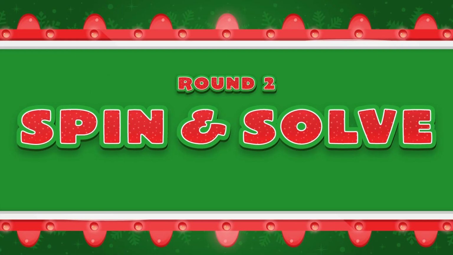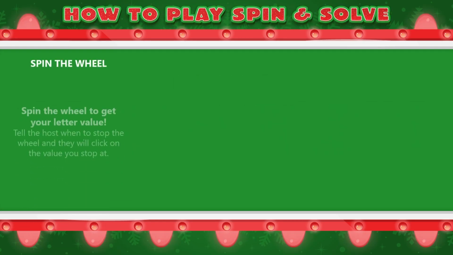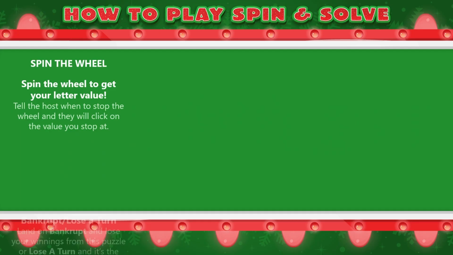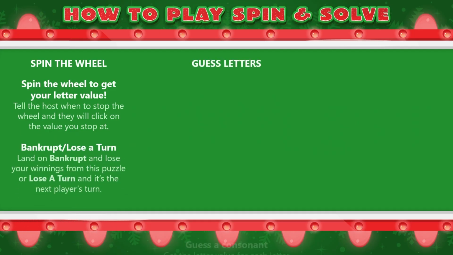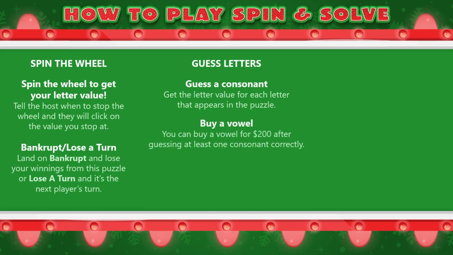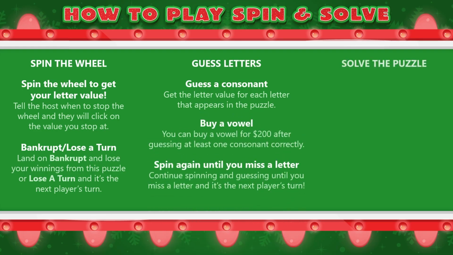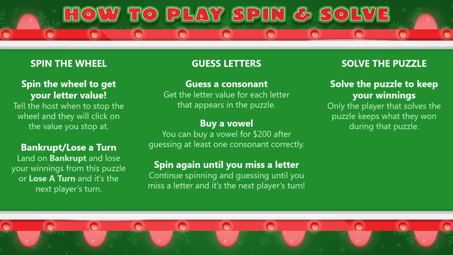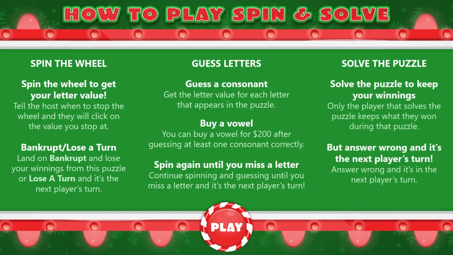Round 2 is Spin and Solve, and it again starts with instructions on how to play. The player will spin the wheel, and if they land on a letter value, they can guess a consonant. They will get that letter value for each letter that is in the puzzle. After they guess at least 1 consonant, they can choose to buy a vowel, spin again, or solve the puzzle. Only the player that solves the puzzle keeps their winnings from that puzzle. The others will be reset to 0. Once you've gone over the instructions, click Play to begin.